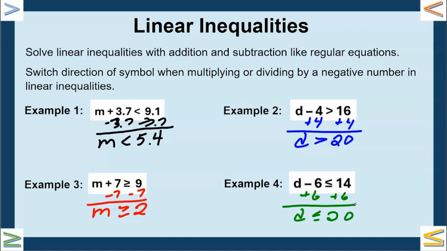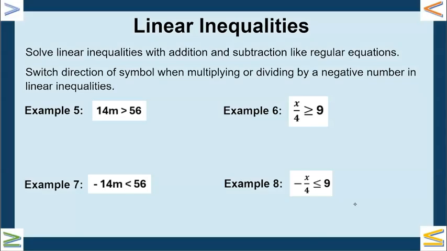Now let's look at some where you're multiplying and dividing. Here we're going to do the same thing, except we're going to multiply or divide to get the variable by itself. So example 5, 14 times m is greater than 56. I'm going to divide by 14 on both sides. And m is going to be greater than 56 divided by 14, which gives us 4.